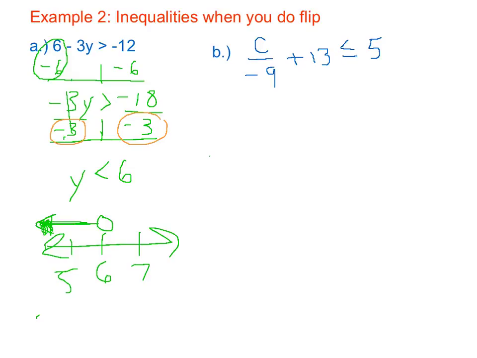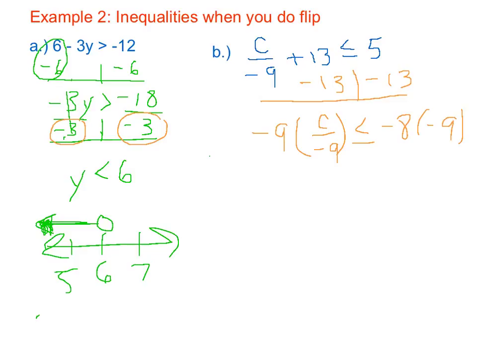Alright, looking at part B example here, again we are going to work to get the variable by itself. In this case it's c, so I'm going to subtract 13 on both sides. So I got c over negative 9 less than or equal to negative 8. Now since c is divided by negative 9, we got to undo that, so I'm going to multiply this side by 9 and multiply the other side by negative 9. So on the right we got 72. On the left we've got just c.